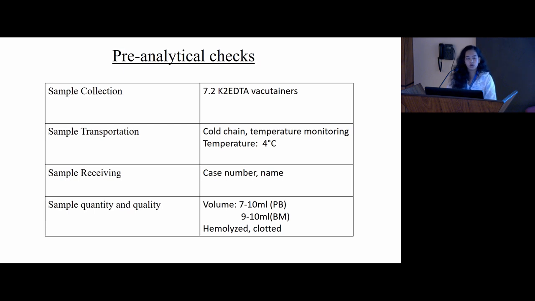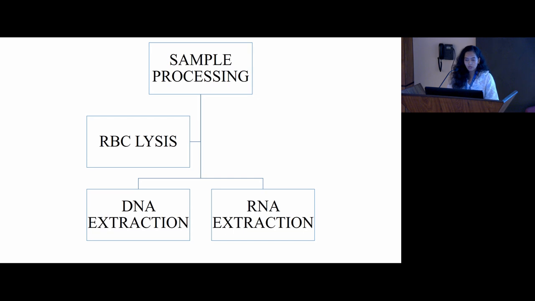Then next is the sample quantity and quality. Obviously we reject samples that are clotted or hemolyzed, and the volume of sample that we accept is usually 7 to 10 ml for peripheral blood, and 9 to 10 ml for bone marrow. Now, what exactly is sample processing? Sample processing is RBC lysis and further DNA and RNA extraction.